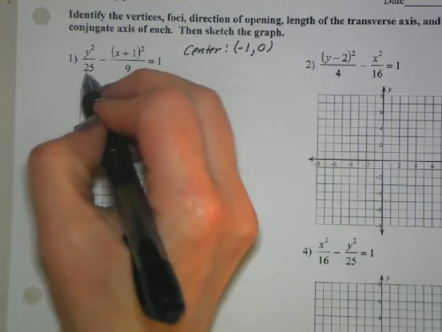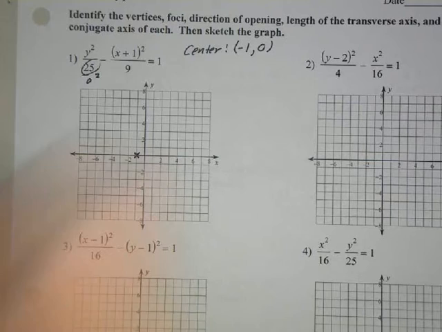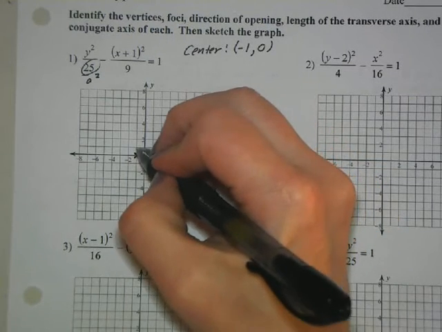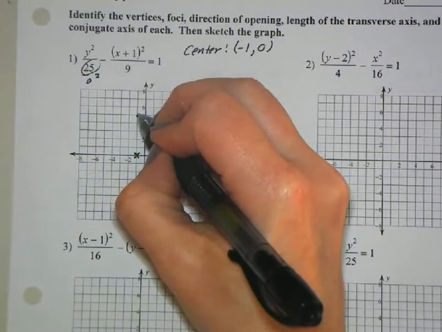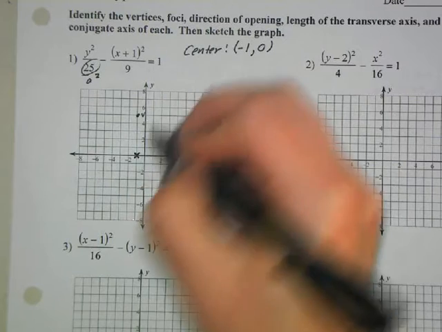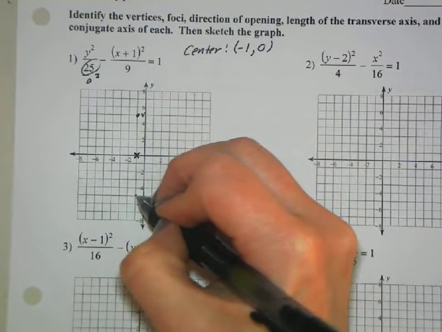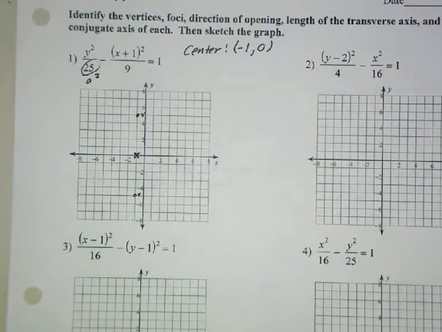All right, your a value comes from here. That's a squared. So what would a be? 5. It's under the y, which means it goes up and down, like the y-axis does. So go up 5, and that's going to be a vertex, and go down, and that's going to be a vertex. Put a little V there if you want to remember.